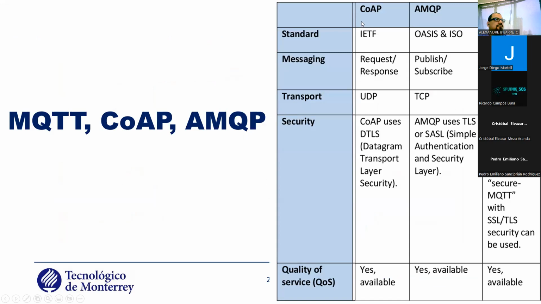When you compare the protocols, CoAP is implemented by the IETF. The IETF is the organization that defines all the protocols of the internet. For example, TCP/IP is defined by the IETF. AMQP is provided by OASIS and the ISO. OASIS, for example, has a lot of standards, not only in the internet, but more related to applications. And the ISO, you have the ISO model, okay? And MQTT is from OASIS.